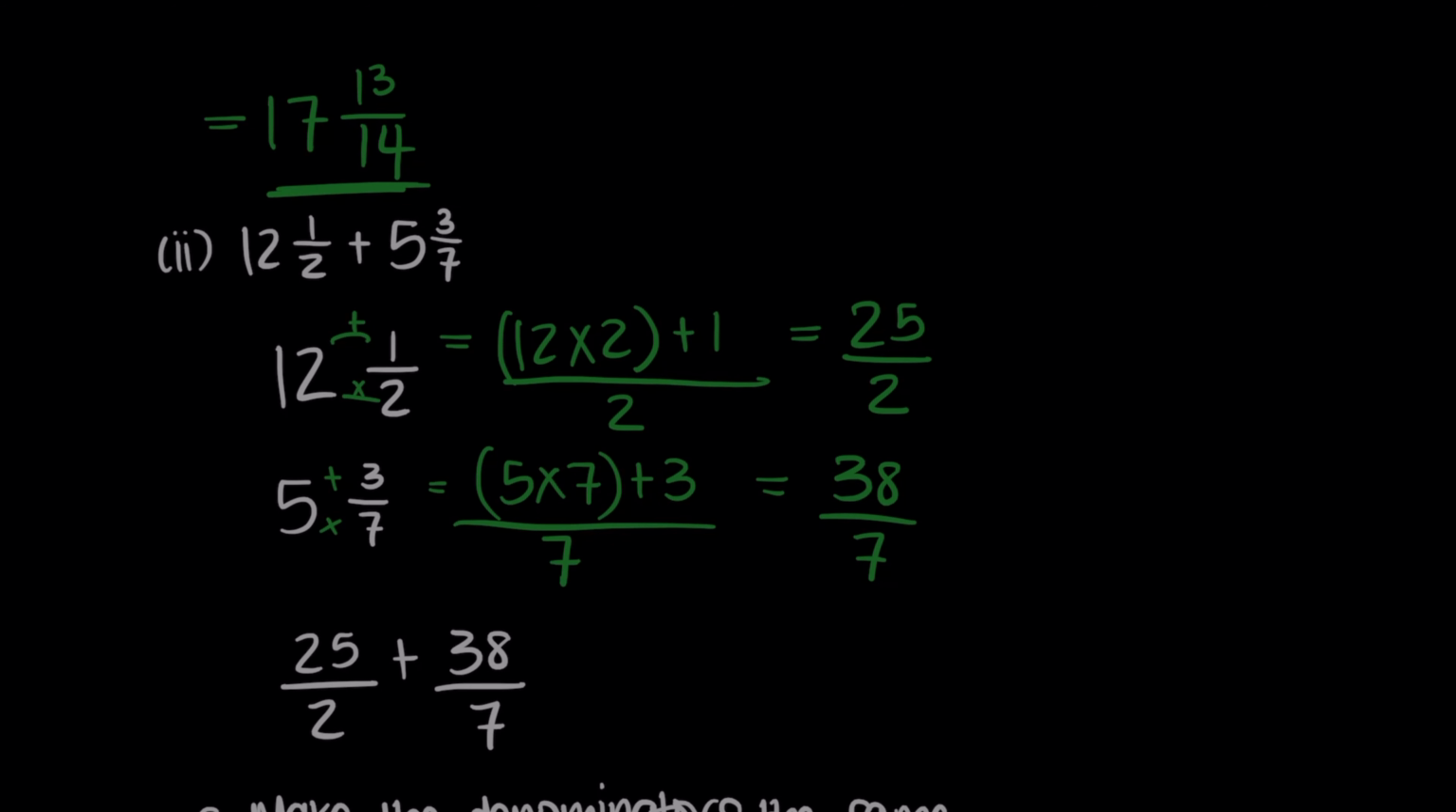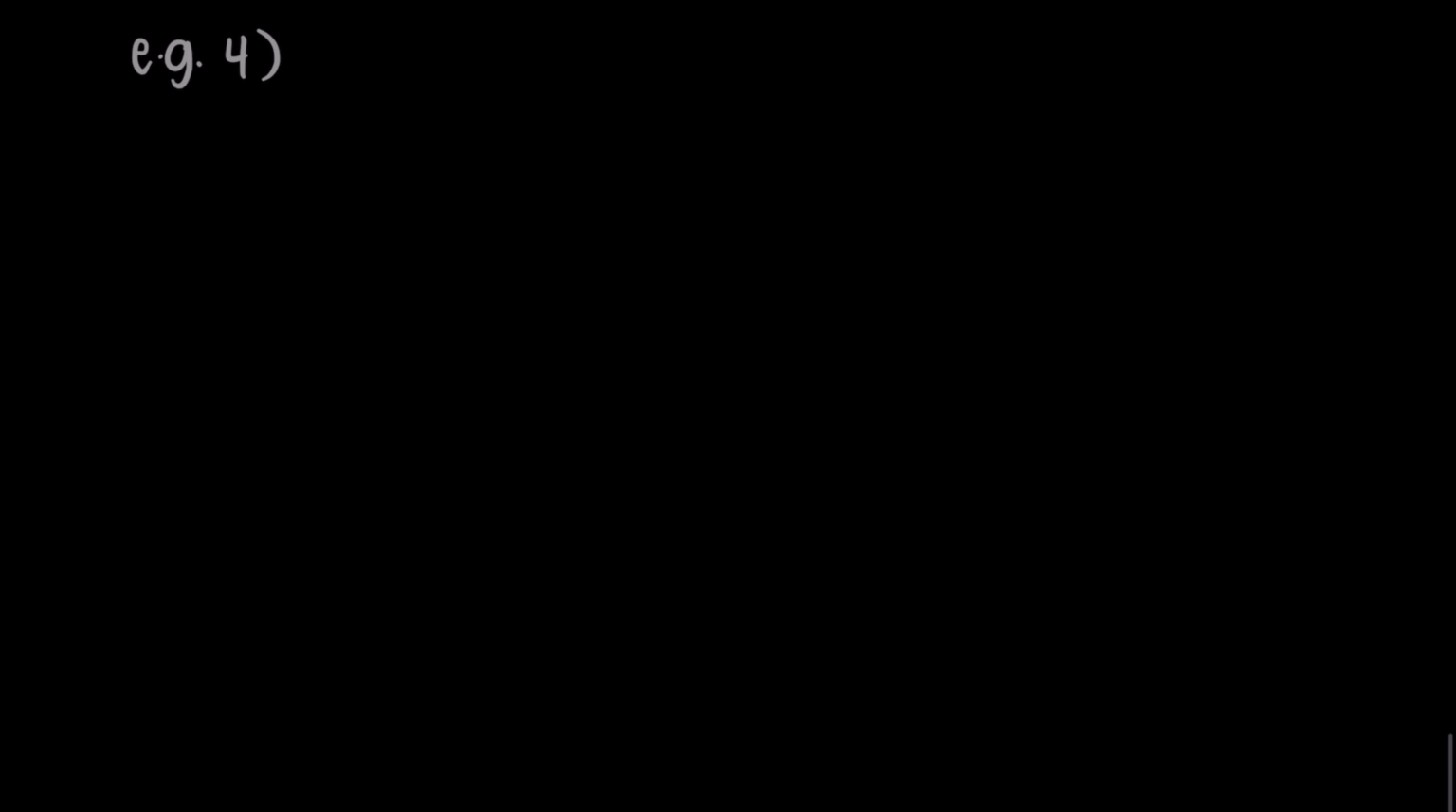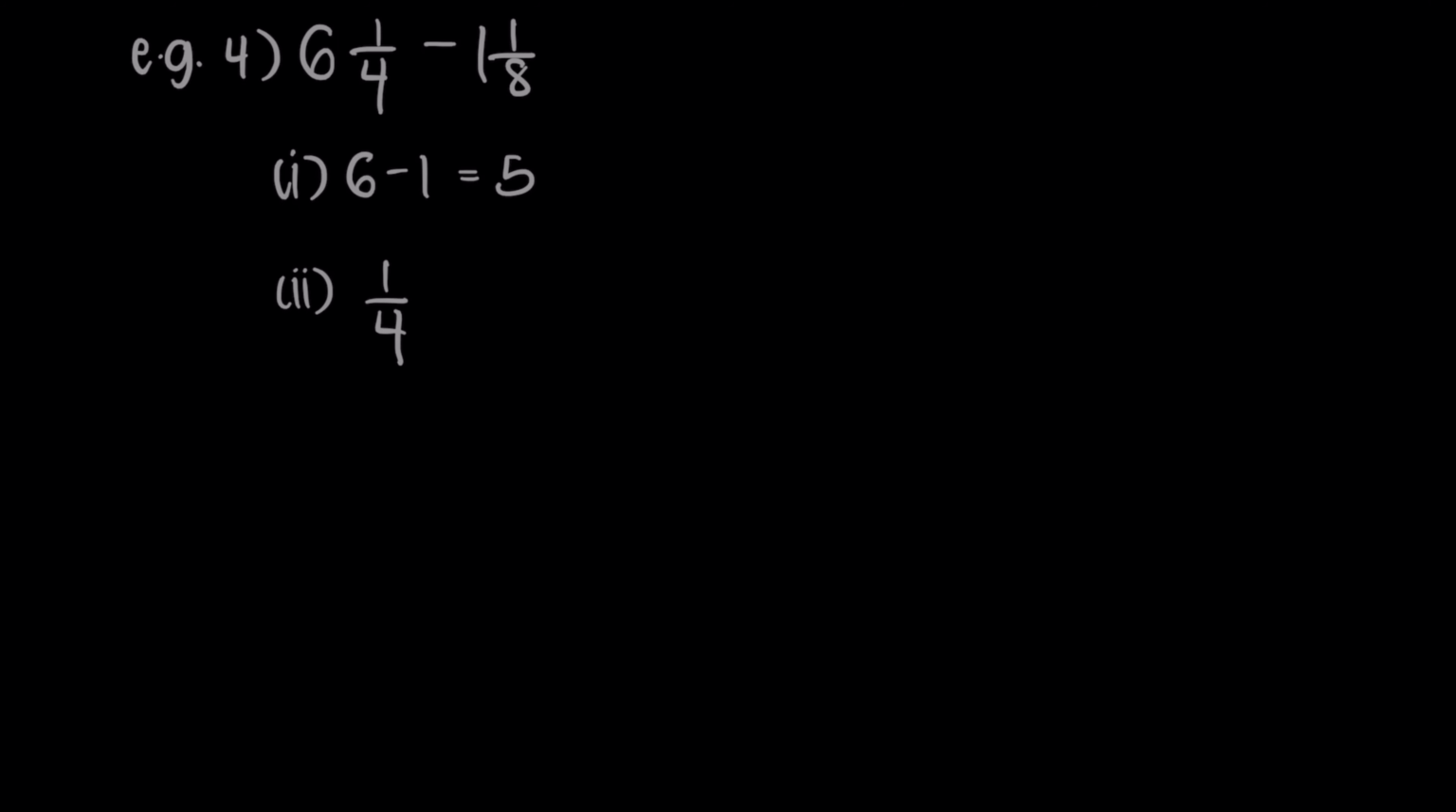So our last example, 6 and 1/4 minus 1 and 1/8. Again, the first way we can do this is by handling it as a mixed number, which means subtracting our whole numbers first. So 6 minus 1 is equal to 5. And next we subtract our fractions, 1/4 minus 1/8.